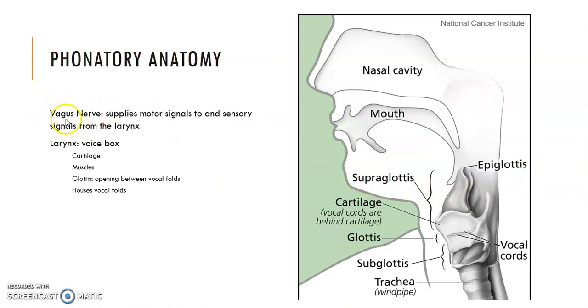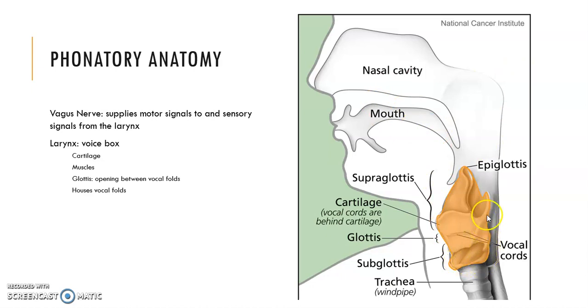The innervation for the larynx comes from the vagus nerve. It gives motor and sensory signals to the larynx, comes from the brain, and then gives all of the signals down to this area. The larynx is otherwise known as the voice box, and it's made up of cartilage, muscles, and the vocal folds. The glottis is just the opening between the vocal folds, and that'll make more sense when we look at other pictures.